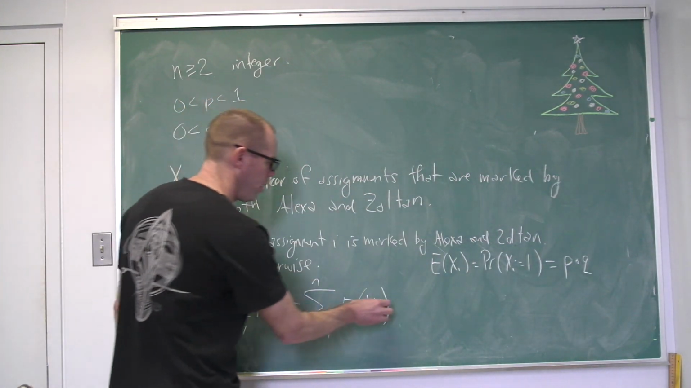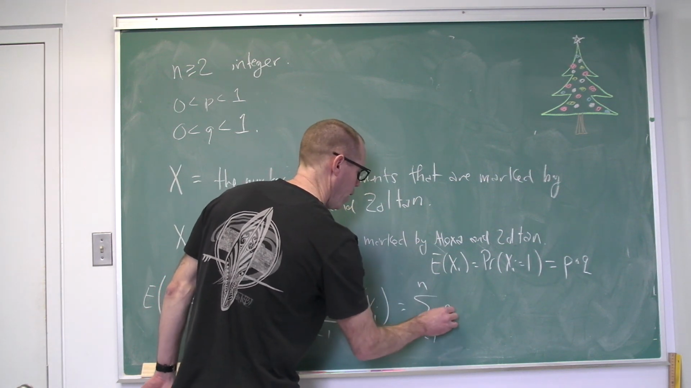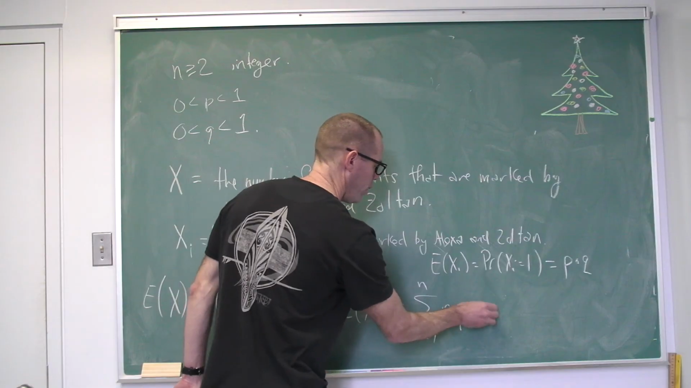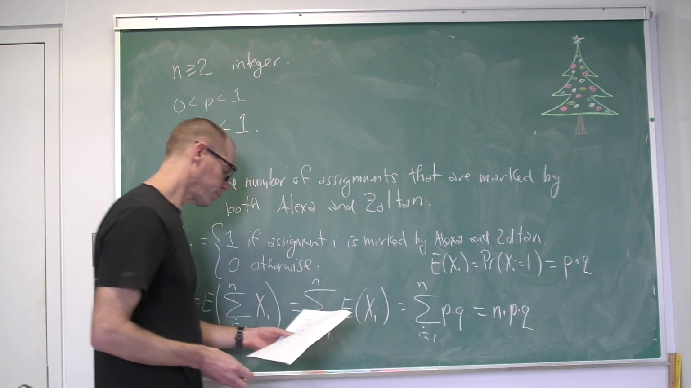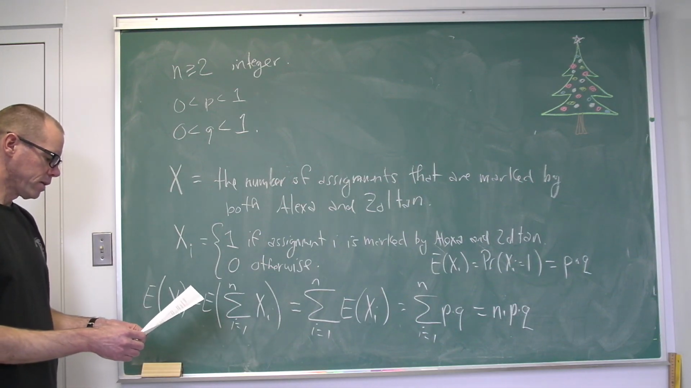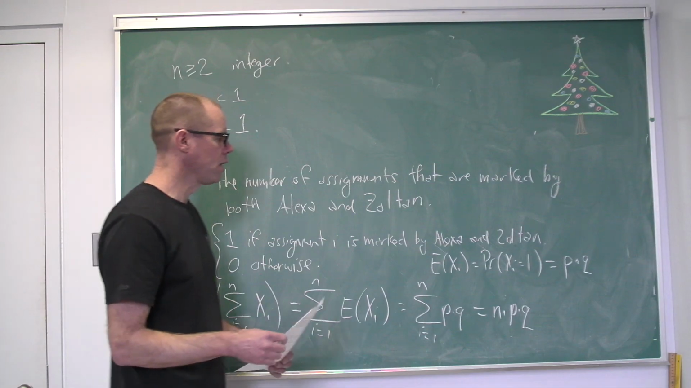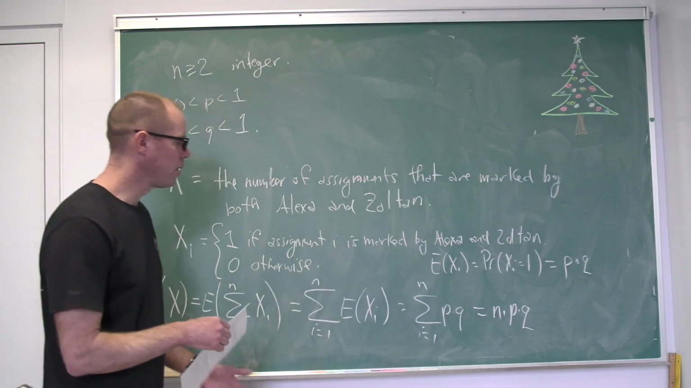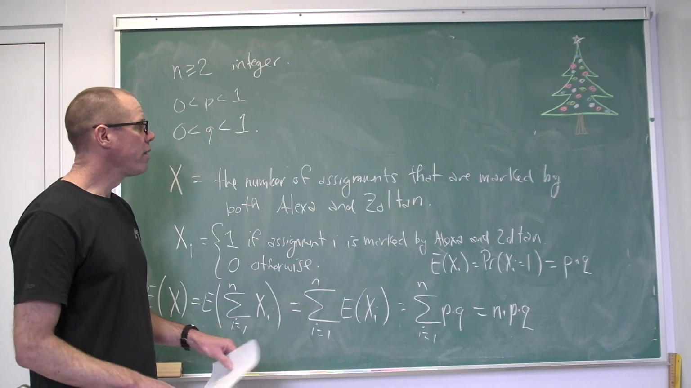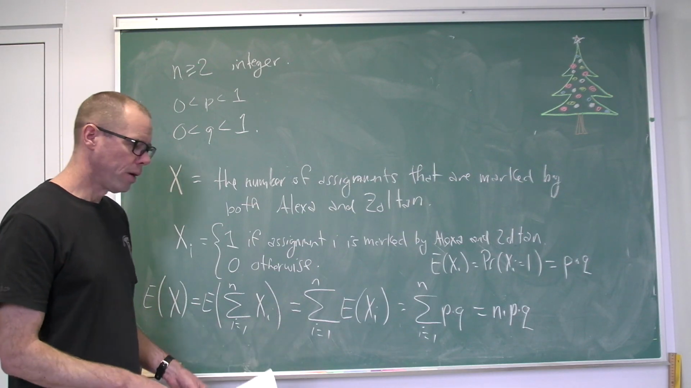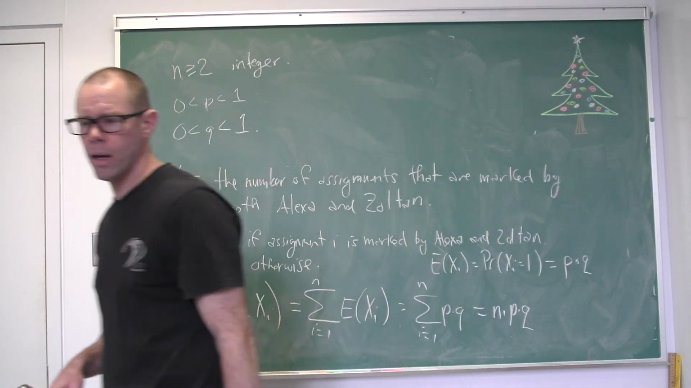And now we finish up. This is the sum i equals 1 to n of p times q, which is just n times p times q. And that is option C on the assignment, or option C is p times q times n, but that's the same thing. All right. And then finally, there's question 25, but that's kind of a joke question.